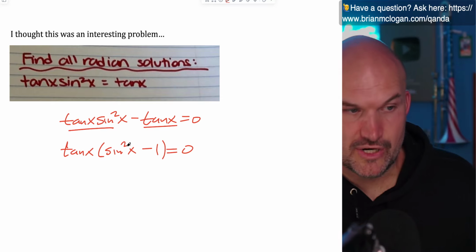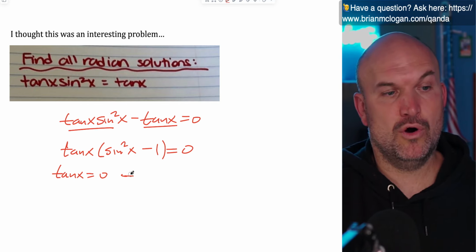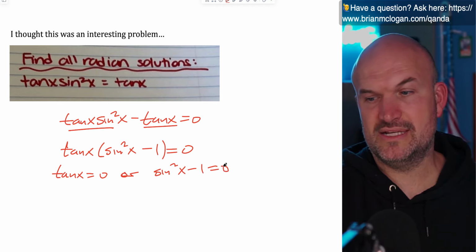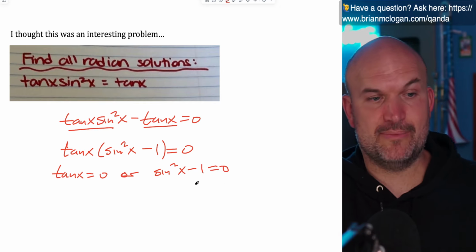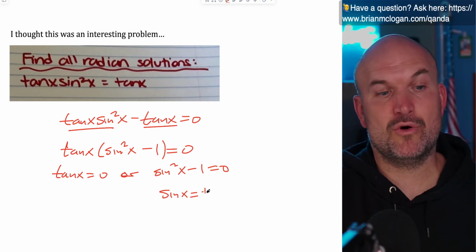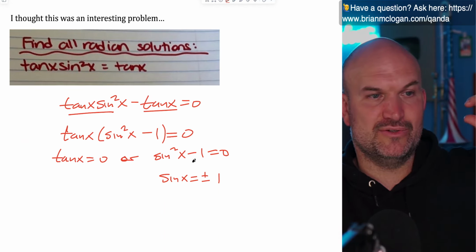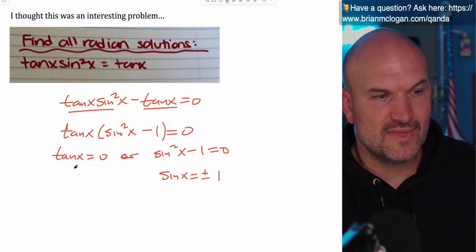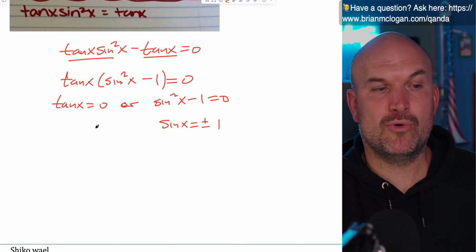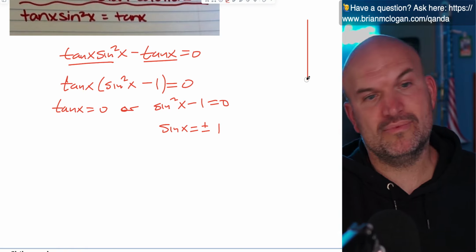Now I have a product equal to 0, so I can apply the zero product property. So tangent of x is equal to 0, or sine squared of x minus 1 is equal to 0. Now I can just use my inverse operations here to add 1, take the square root. So hopefully you see that sine of x equals plus or minus 1, right? Add 1, then take the square root of both sides. But just like in the previous problem, when you take the square root, you've got to include plus or minus. So it's tangent of x equals 0, or sine of x equals plus or minus 1. Again, that "or" is very important, because it could be one or the other or both.